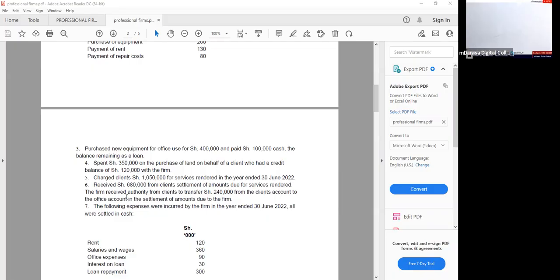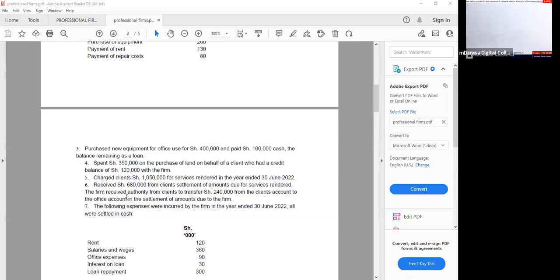So recall we mentioned that to record professional fees and disbursements received from the client, we need to debit our cash book, office column, and we credit our client's office column. This is the amount that you are receiving, okay? The firm received authority from clients to transfer funds from the client's account to the office account in settlement of the amounts due to the firm.